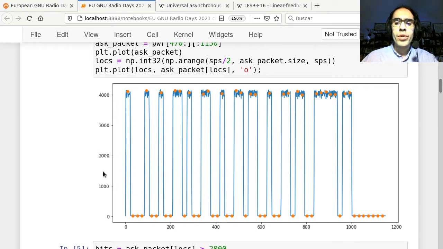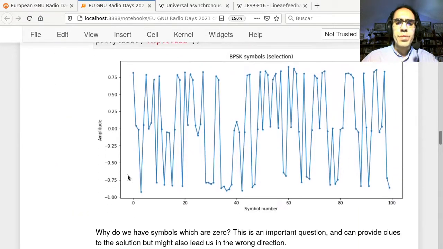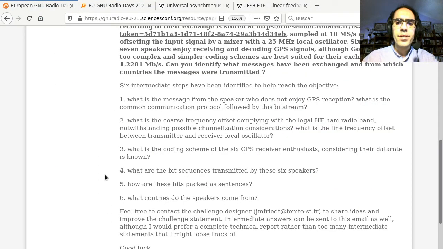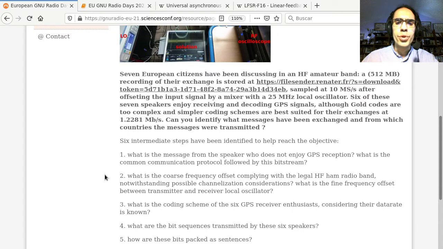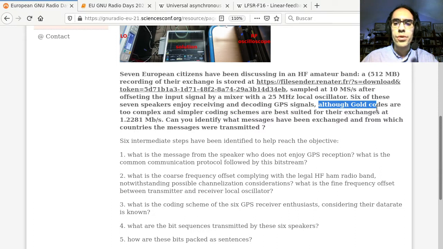So we'll come to that later, because I decided to go and take another look at this CDMA data. So let's go back to the CDMA data, and it is very useful to go and look many times at the description of a challenge like this, because there are some details that you might have missed. And here there is a sentence which is key to the solution. It says that all the gold codes are too complex and simpler coding schemes are best suited for the exchanges.